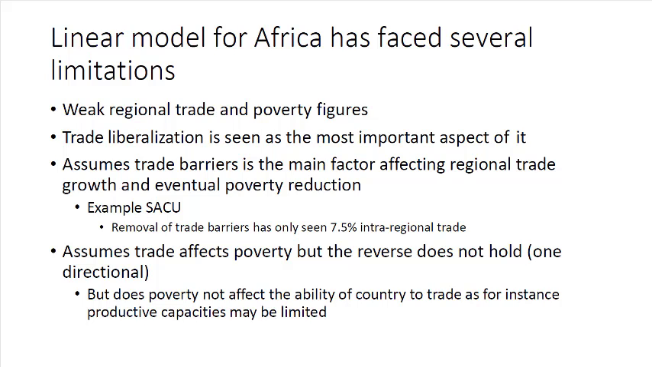So we are assuming here that these trade barriers are the ones that are affecting poverty, and that poverty has no effect on trade barriers. But the question then to ask is, does poverty not affect the ability of a country to trade, for instance, through productive capacities that may be limited? So this one-way relationship assumed by the linear model could in fact be the other way around.